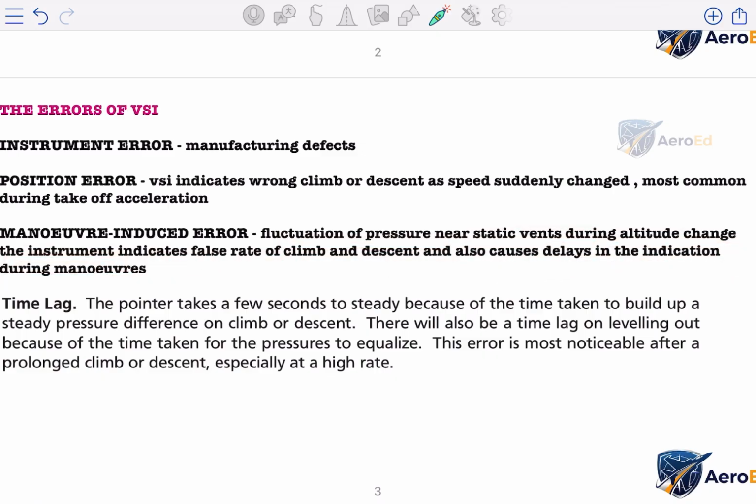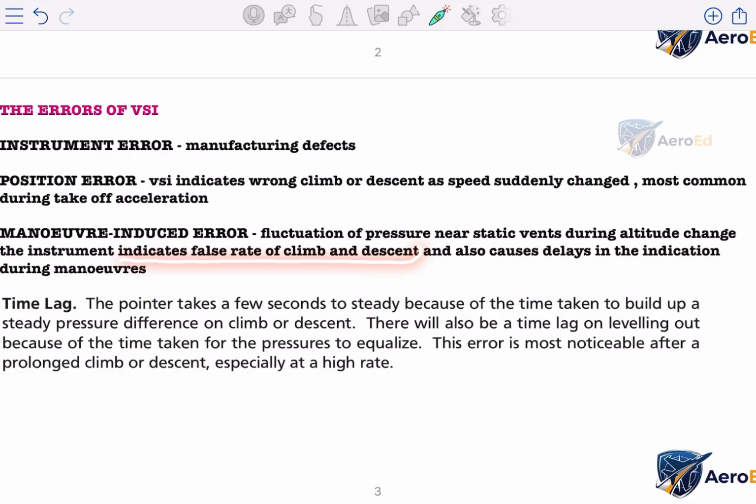Let me explain what maneuver induced error is. Due to the attitude change of the aircraft, when the aircraft changes its angle of attack, there is a fluctuation of pressure in the vicinity of the static vents. If there is a fluctuation of pressure, the static pressure will be sensed either higher or lower. This causes the VSI to indicate a false rate of climb or descent.